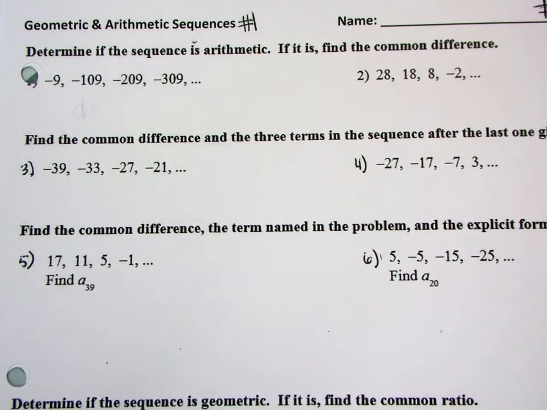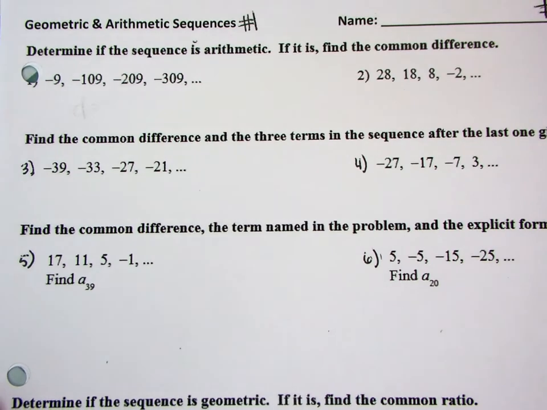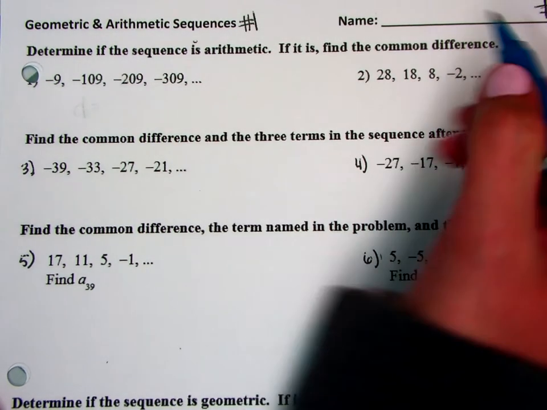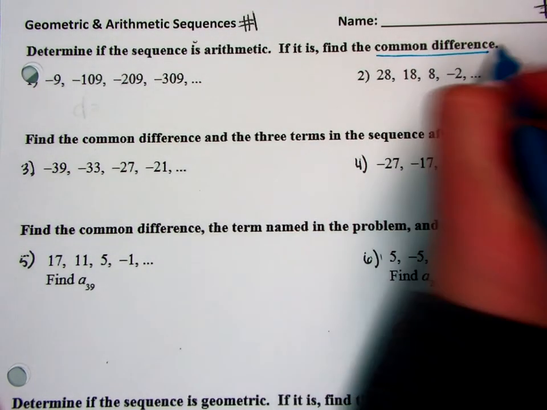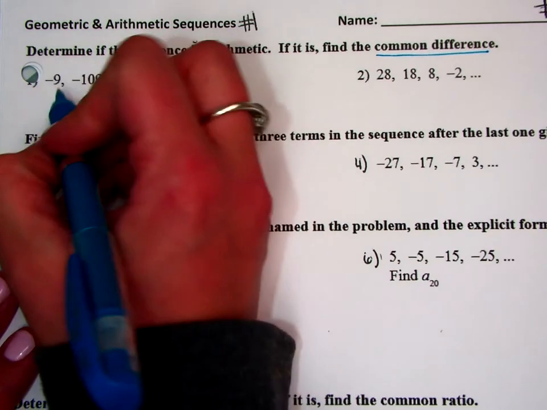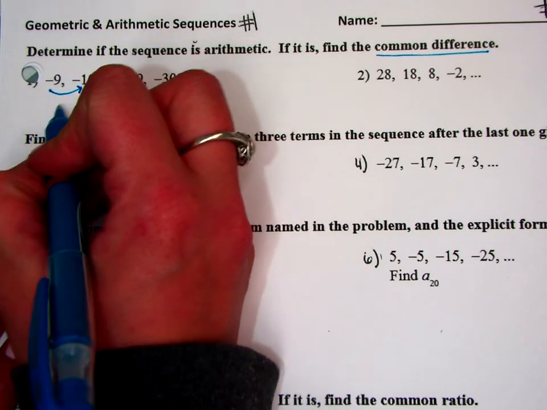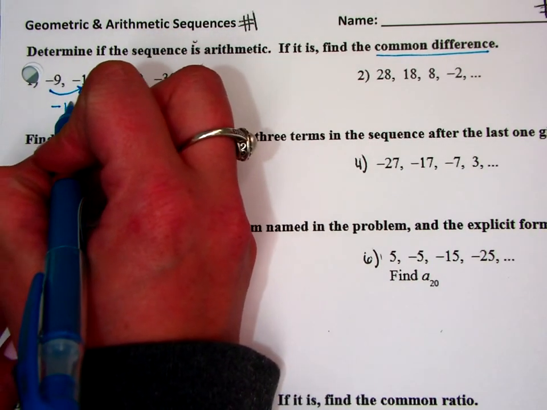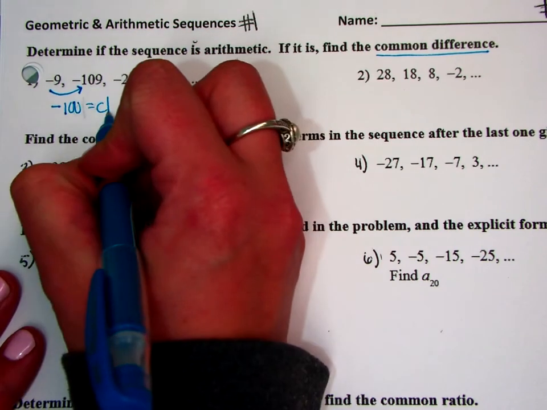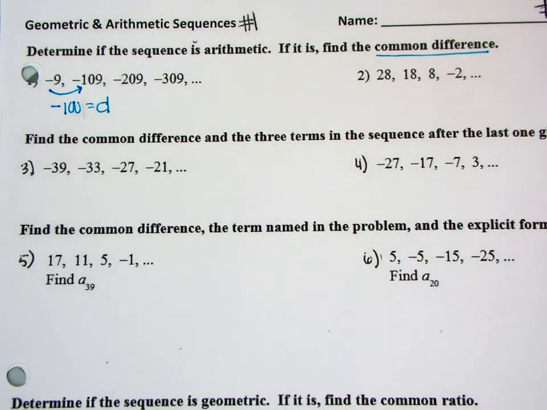In today's video, we're going to go over arithmetic and geometric sequences in series, number 1. For problems 1 and 2, it says if the sequence is arithmetic, find the common difference. It is arithmetic, so the common difference, remember, is how you get from one term to the next. To get from here to here, I would subtract 100. So that is the common difference. The common difference is just how you get from one number to the next number in a pattern.